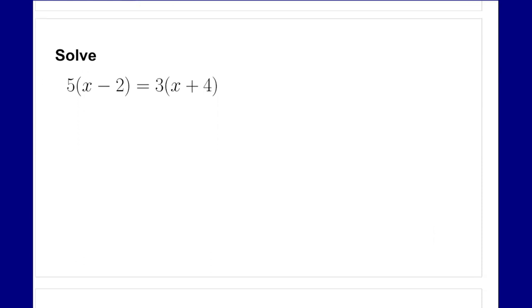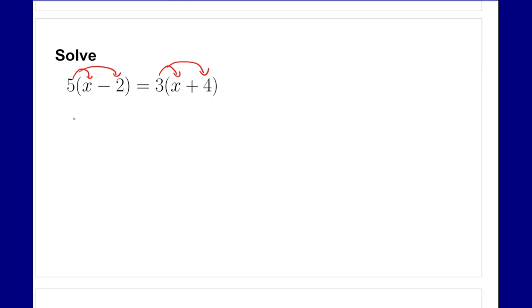The next one is the same idea, even though we have two sets of brackets now. The two sets of brackets are on opposite sides of the equal sign. Not that that really matters when using the distributive property, because again, we're only focused on the number and the terms inside the bracket. So the 5 is going to multiply the x and the negative 2. The 3 is only going to multiply the x in its bracket and the positive 4.